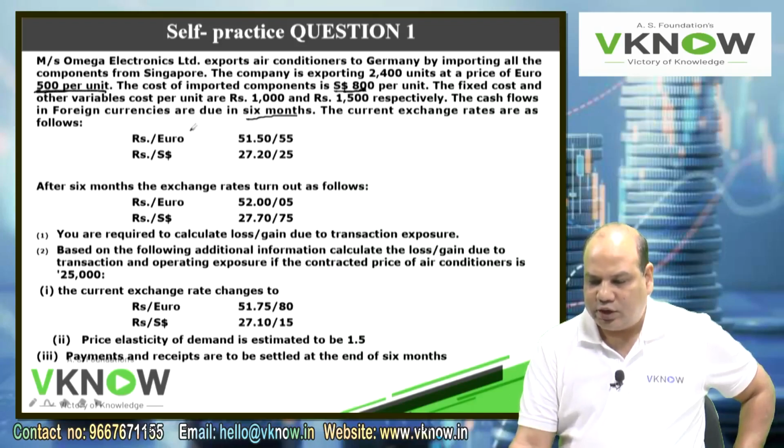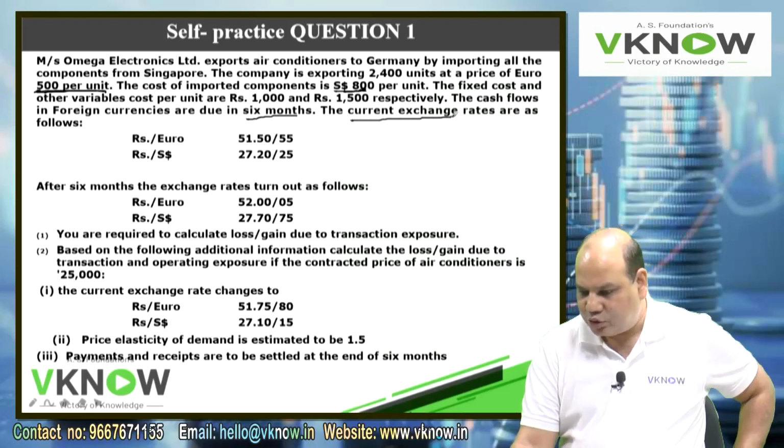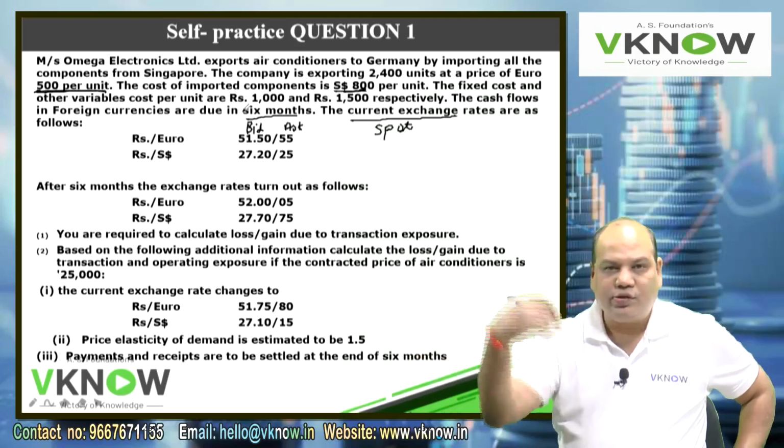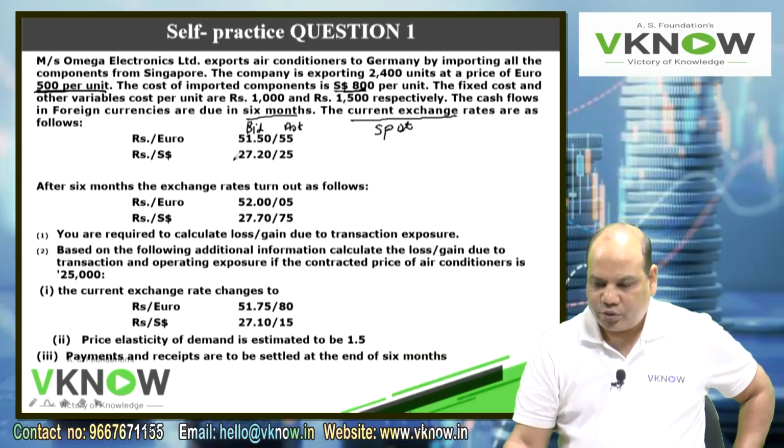The current exchange rates are as follows. Current exchange rate means spot rate. Today, Euro is trading at 51.50, 51.55. This is the bid rate, and this is the ask rate. When you export, you receive Euro. You will sell Euro to the bank, and the bank will buy Euro. So 51.50 is relevant.